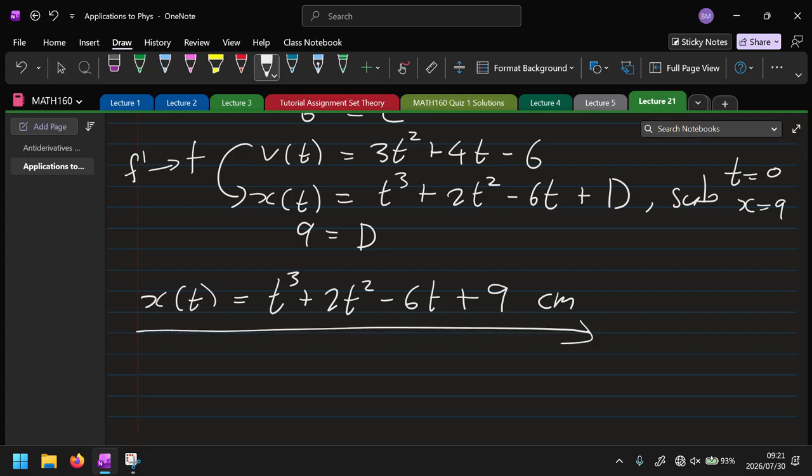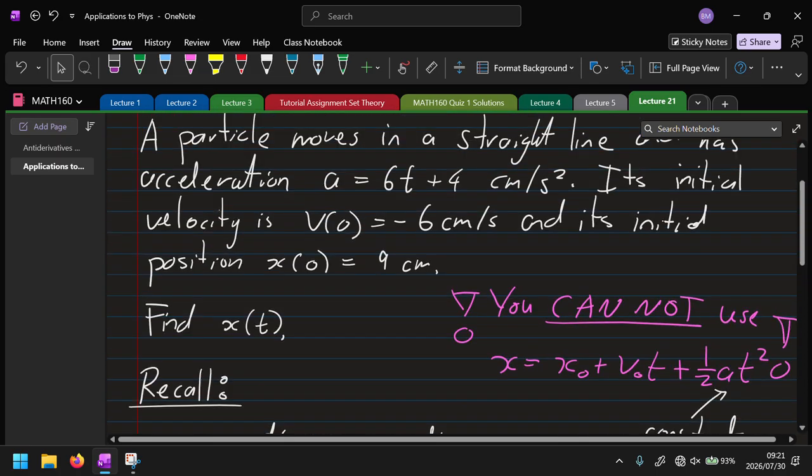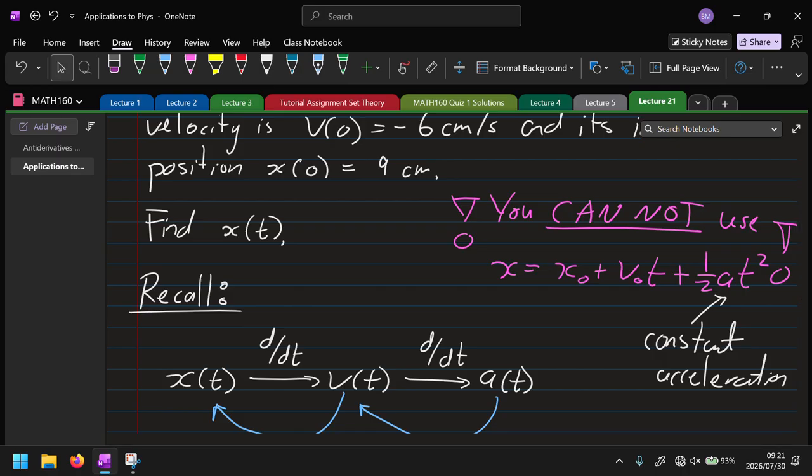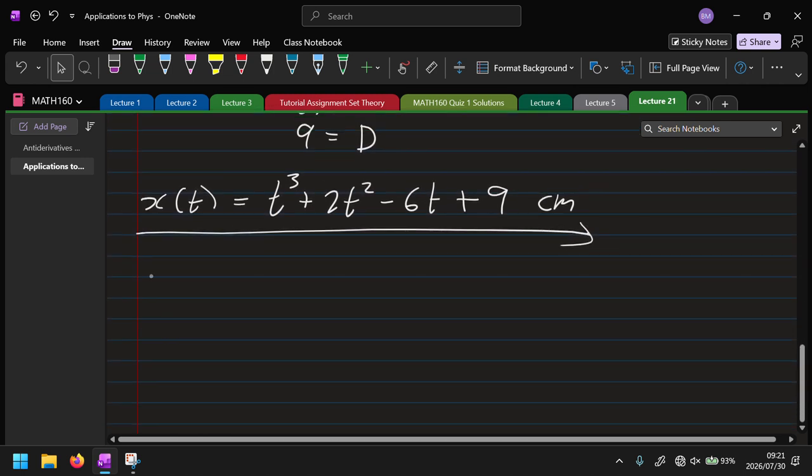Everyone clear with this example? All good. And now just a little side working on where this formula comes from. And like I said here, constant acceleration. So deriving the kinematics formula.